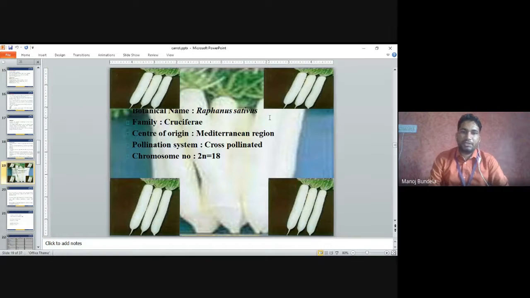Next crop is Raphanus sativus. It is called radish. The family is Cruciferae. Center of origin is Mediterranean region. Pollination is cross-pollinated. Chromosome number is 2n = 18.